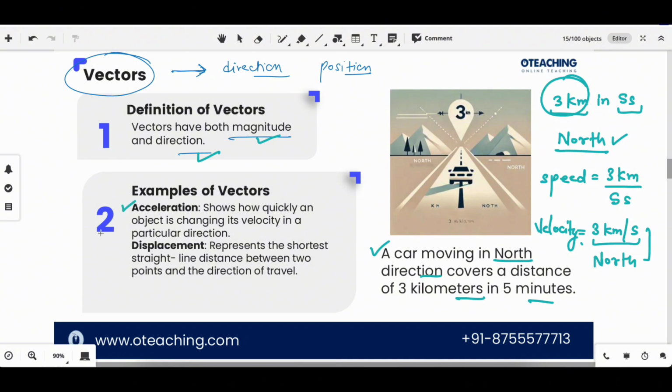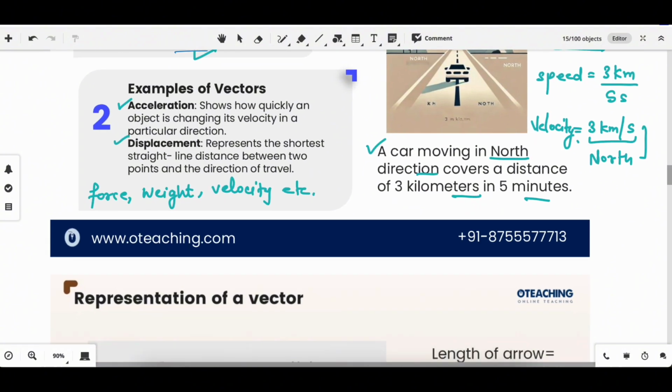Now, what are the examples? We'll discuss these terms in detail later, like acceleration and displacement. So acceleration, displacement and force are vector quantities. Then weight is a vector quantity. Then velocity is a vector quantity, and so on. There are a number of vector quantities. I hope we are clear with vector quantities.